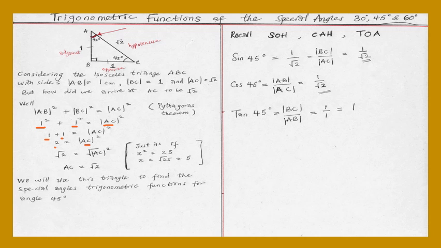So if 2 equals AC squared, what is AC? We have to find the square root of both sides. So if we find the square root of 2, we'll find the square root of AC squared. The square cancels the square root. So AC equals the square root of 2. AC equals root 2.